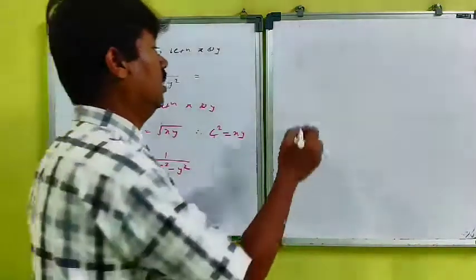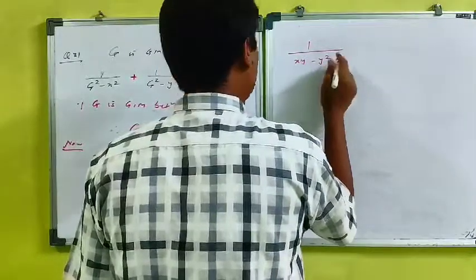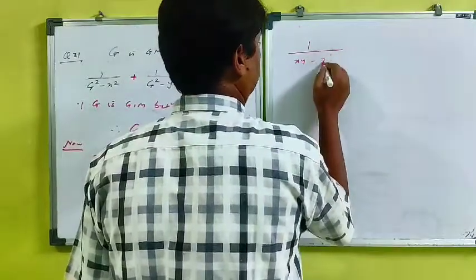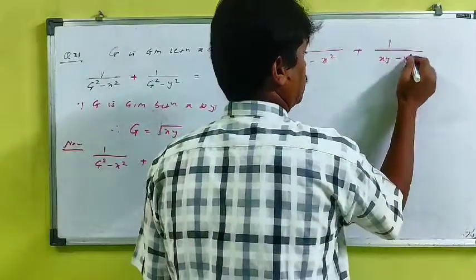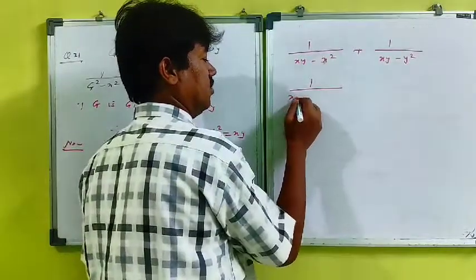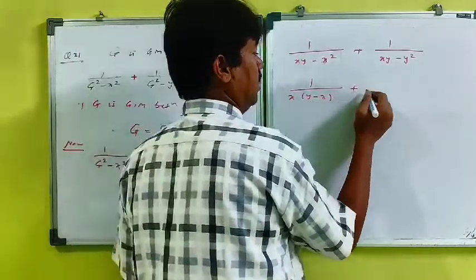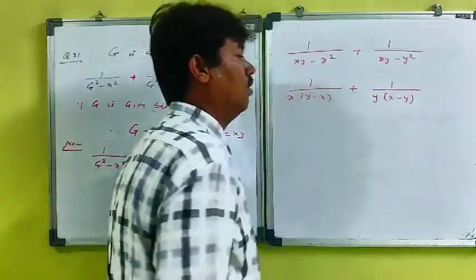Now put the value of g here. So the value of g is x square minus y square, sorry, x square plus 1 upon xy minus y square. So clear cut, what is common here is x is taken common, y minus x, plus here y is taken common, x minus y.